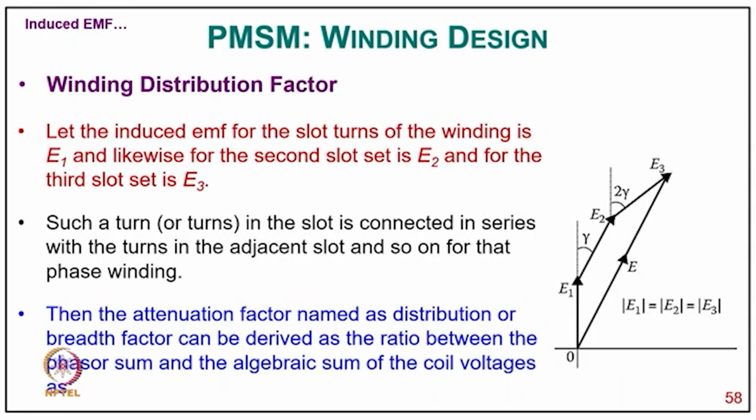Now let the induced EMF in the slot turns of the winding be E1, and likewise for the second slot E2, and for the third slot E3. Such turns in a slot are connected in series with the turns in the adjacent slot, and so on for that phase winding. Then the attenuation factor, named the distribution or breadth factor, can be derived as the ratio between the phasor sum and the algebraic sum of the coil voltages.